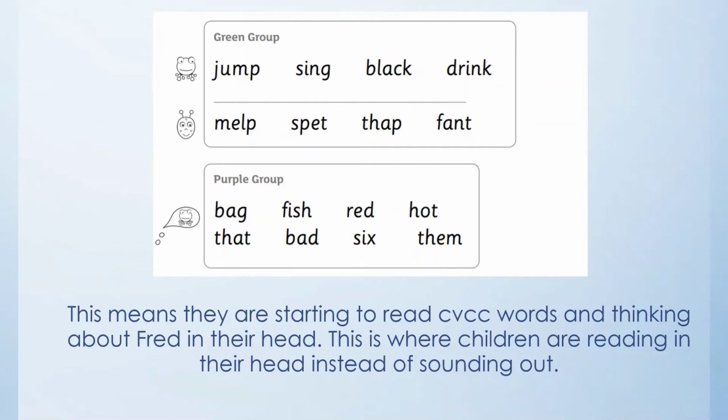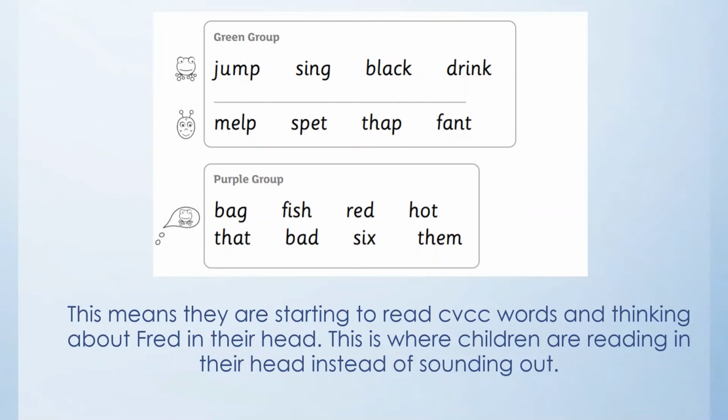We have a green group box at the top and a purple group box at the bottom. Next to that green group box, there's a little frog. And here we can see some words that we would expect children to Fred talk, sounding out each sound and blending them together.